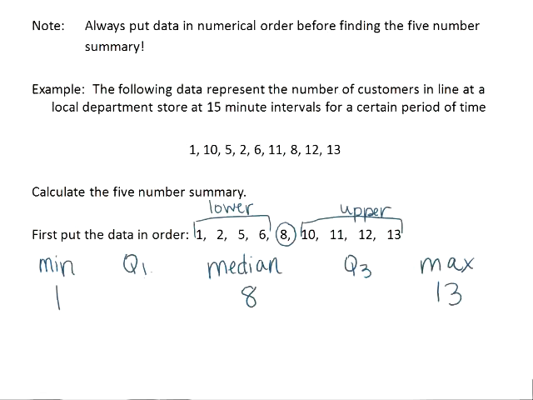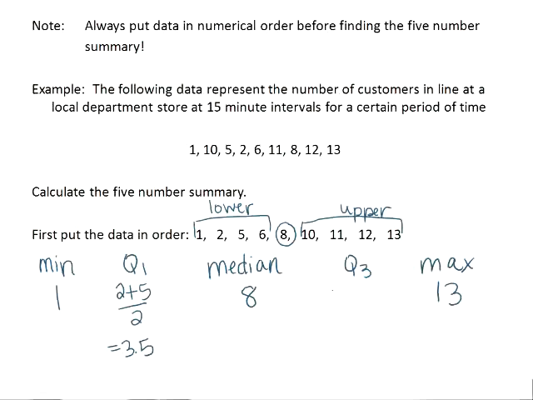Now for Q1, you want to find the median of the lower half. The lower half contains 4 numbers, so we will have to find the average of the 2 middle numbers. In this case, that's the average of the 2 and the 5, which gives me a Q1 value of 3.5.